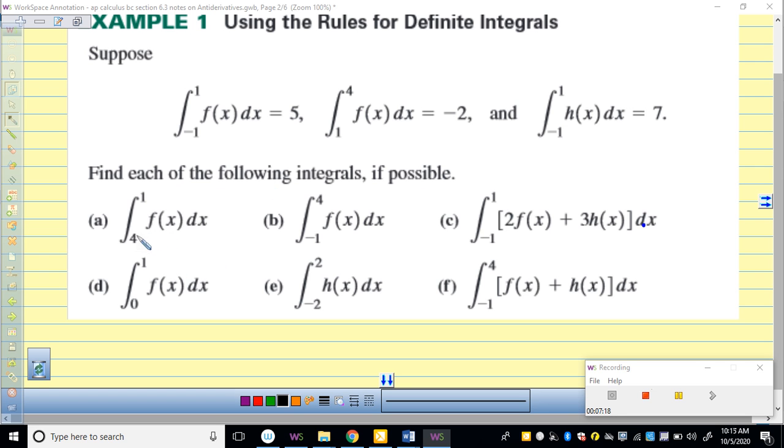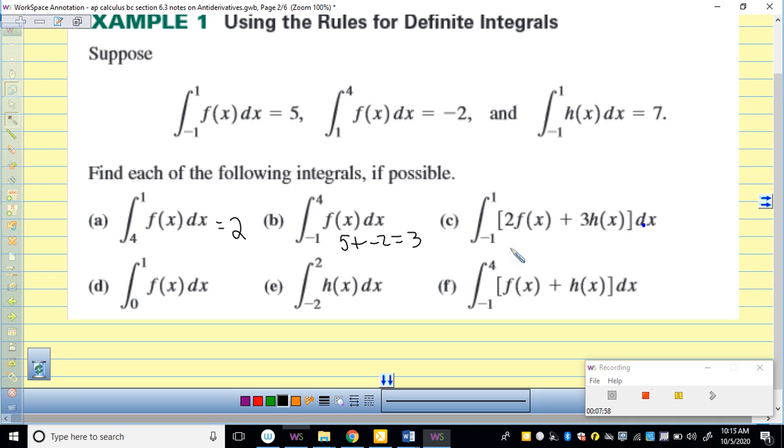So I would like to know the area under the curve from 4 to 1. Well, they have switched the position of the limits of integration here. And so if the area under the curve from 1 to 4 of f of x is negative 2, then the area under the curve from 4 to 1 is the negative of that, which would be 2. All right, area under the curve from negative 1 to 4. Well, we've got an area under the curve from negative 1 to 1, that is 5, and then from 1 to 4. So we could add these two together, 5 plus negative 2, giving us 3.